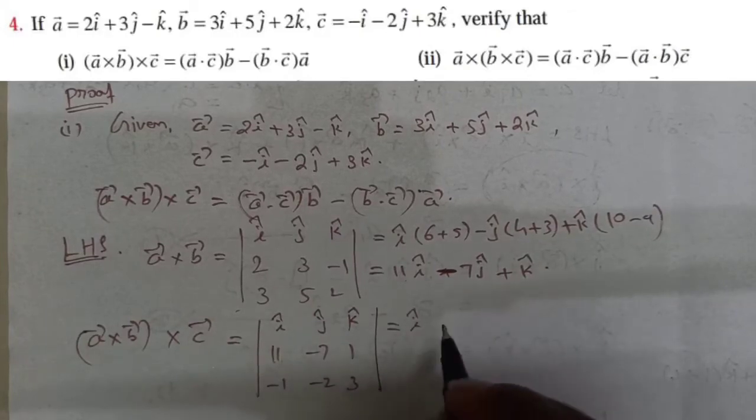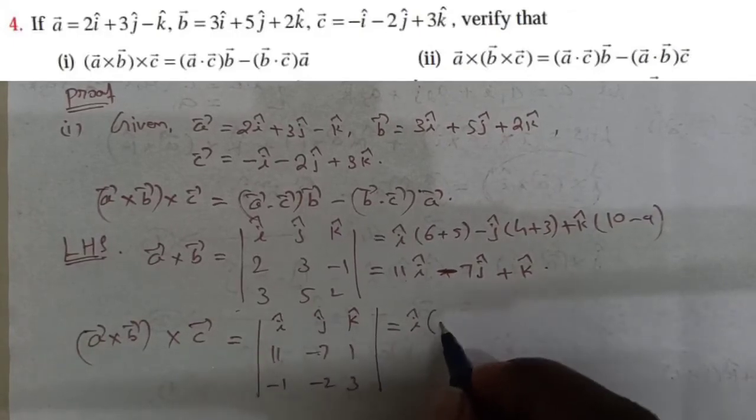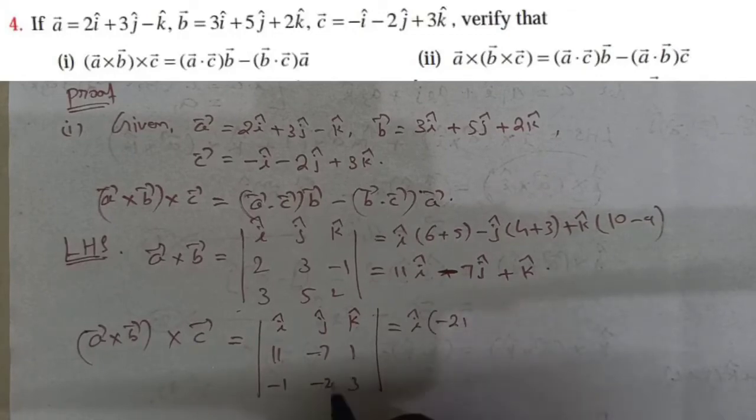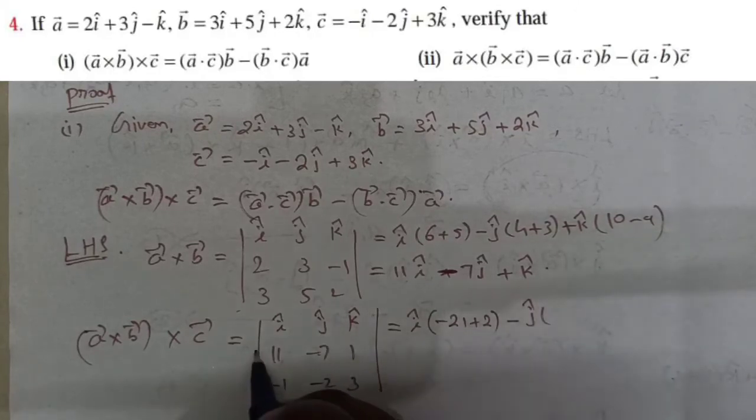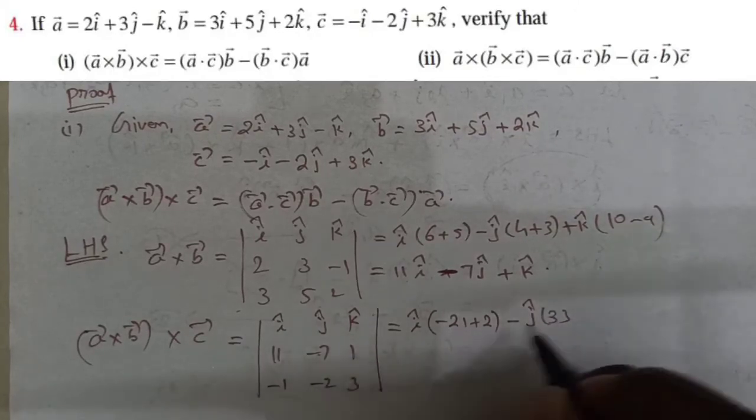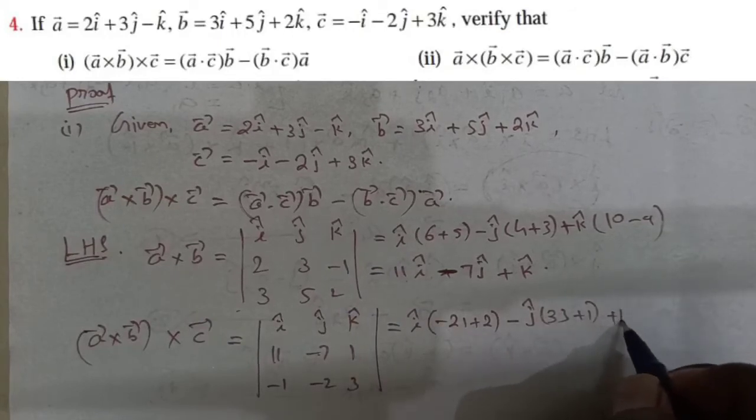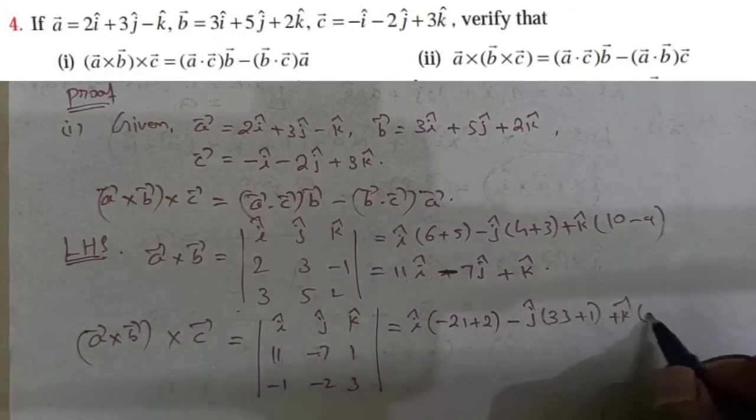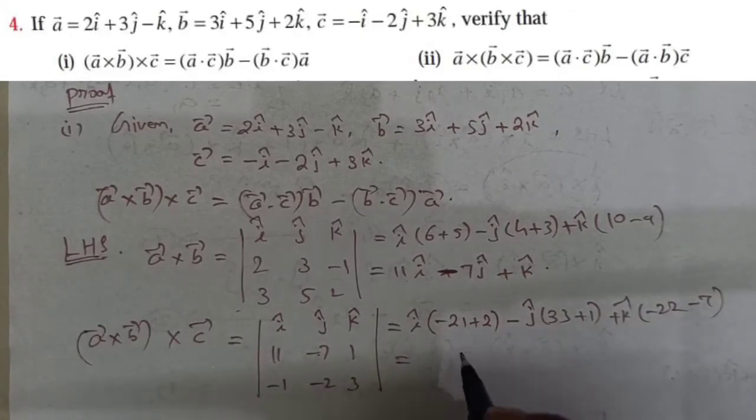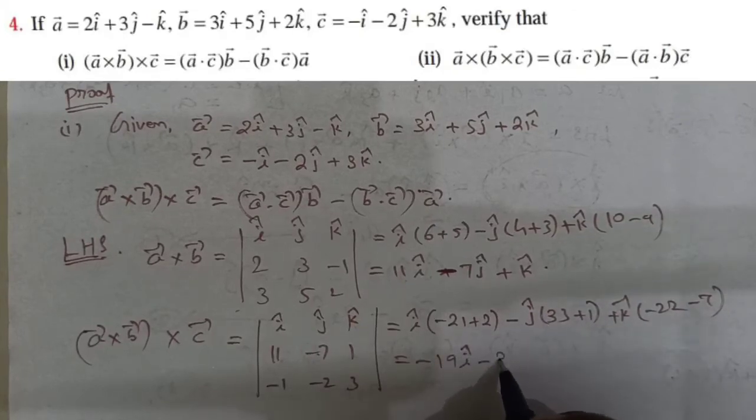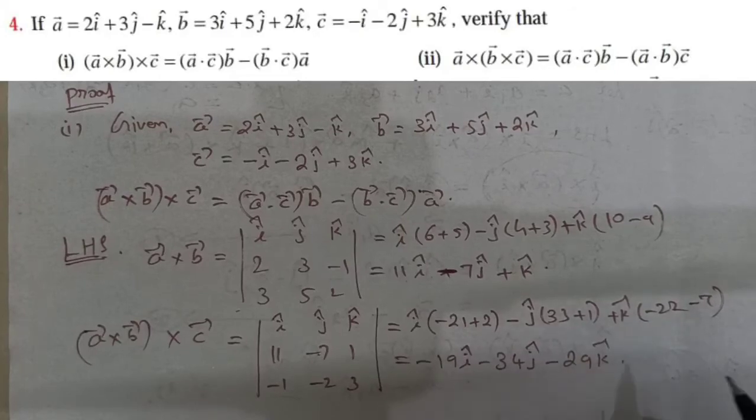So i cap into 7, 3 7s are 21, so minus 21, here minus and minus plus 1 2, so 2. So next, minus j cap into the entries 3 into 11, so 33, this is minus minus plus 1. Next plus k cap into the last one, this is minus 22, this is minus 7, 1 7 so 7. So okay, so here 19, so minus 19 i cap, here 34, so minus 34 j cap, here minus 29 k cap. So this is LHS.